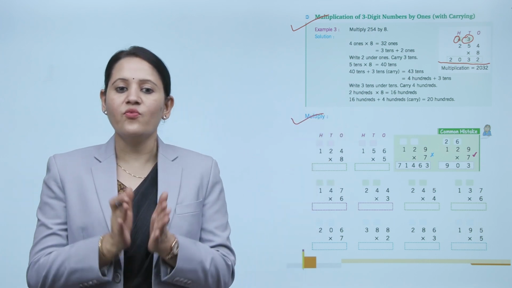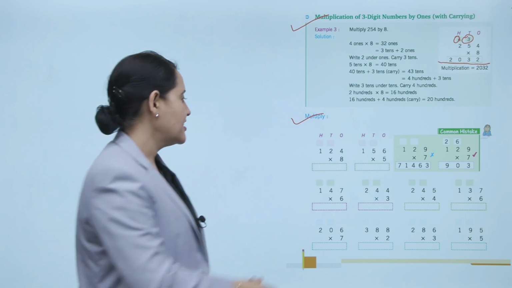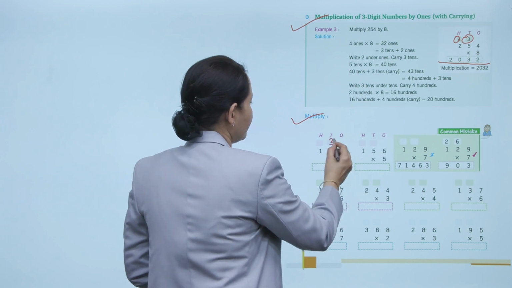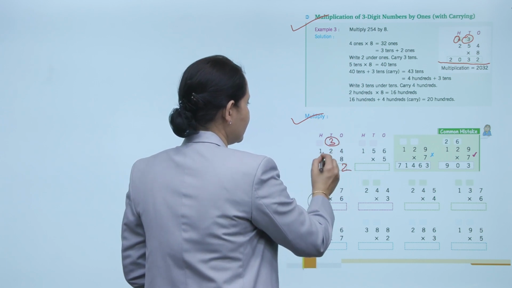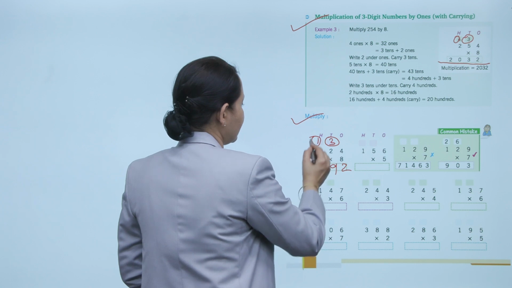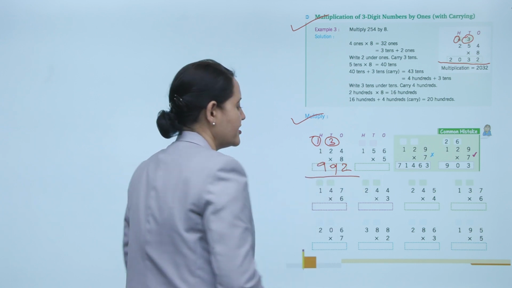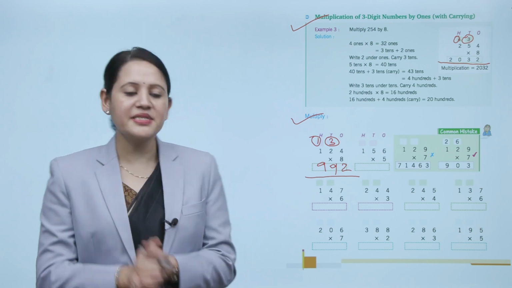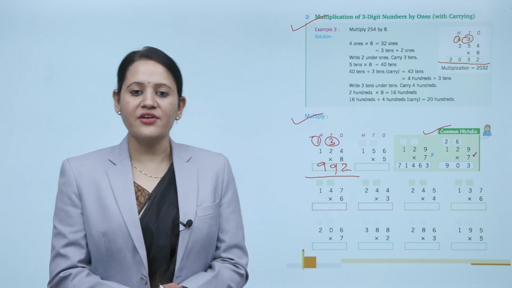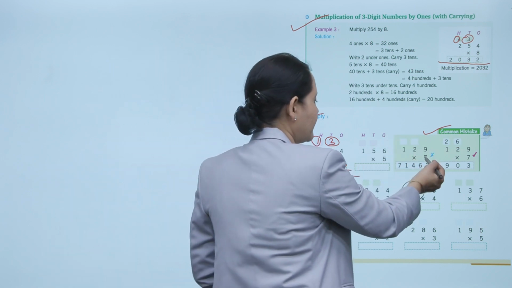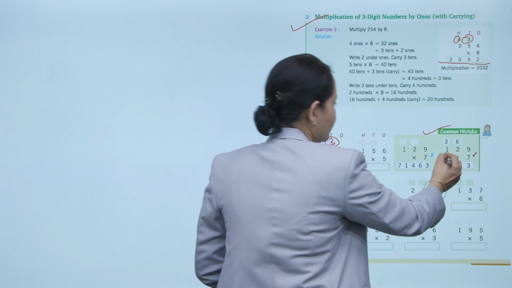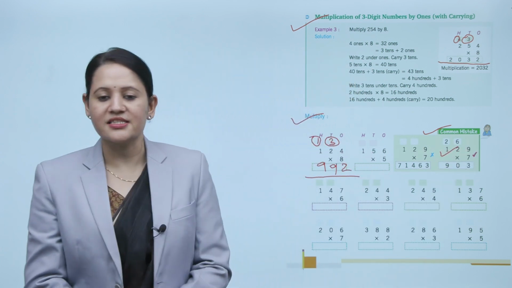We have to multiply 124 by 8. Start from ones, 8 times 4 is 32, 3 carry over, 8 times 2 is 16, plus 3 is 19, write 9, 1 carry over. 8 times 1 is 8 and 1, 9. So 992 is our product. Common mistake: 129 into 7. So what will we do? We'll multiply and write the ones digit here and carry over the tens digit. So this is the correct way of doing multiplication.